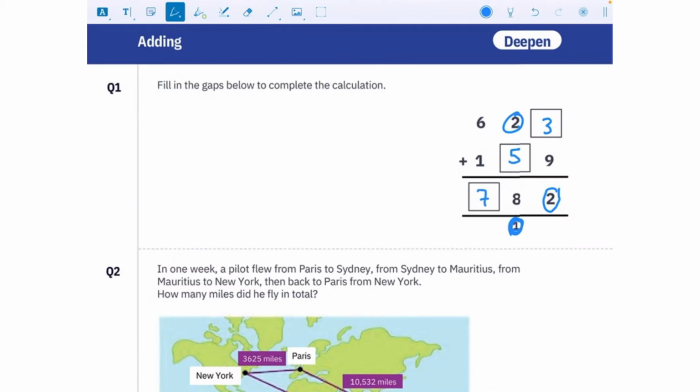And we can just double check that answer to check we're happy with it. 9 add 3 is 12, carry the 1. 2 add 5 is 7, add the 1 is 8. And 6 add 1 is 7. Yeah, so that works and we're really happy with that as our answer. Always good to check what you've done.